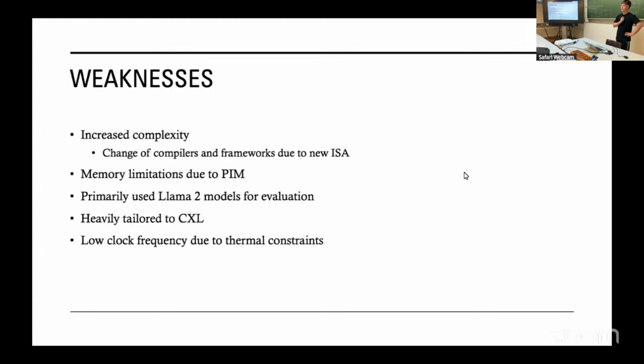Hence the weaknesses: the ISA is quite complex. We have memory limitations due to PIM, where the paper argues with scalability. And they also primarily use the Llama 2 models for evaluation. We've nowhere seen, for example, GPT-2. And it's also heavily tailored to CXL.